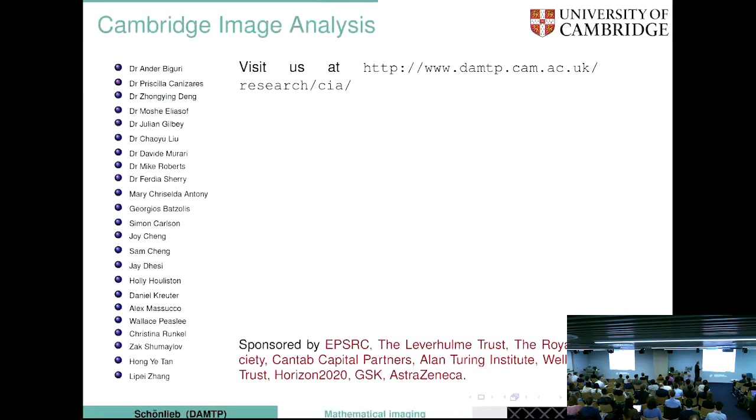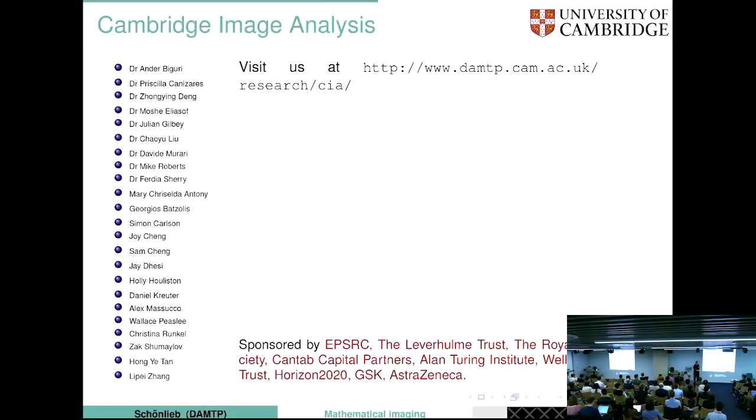I come from, I guess the image doesn't render, but there was an image of our group, which is a very large one. It's just a 40-minute train away from here. Yeah, I'm just here at the bottom. And we have lots of collaborations with a lot of institutions and also funding from them.